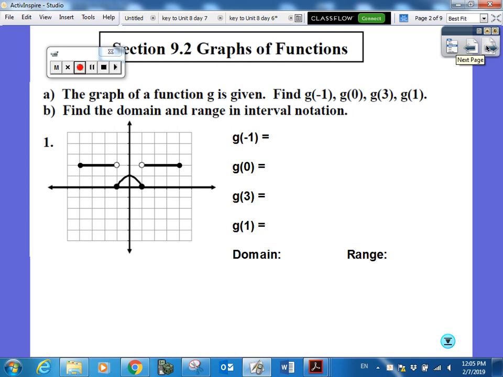So this first one is the opposite. Yesterday we gave you the equation and we evaluated. Now we're going to give you the graph and you evaluate. So g of negative 1. All that means is x is negative 1.